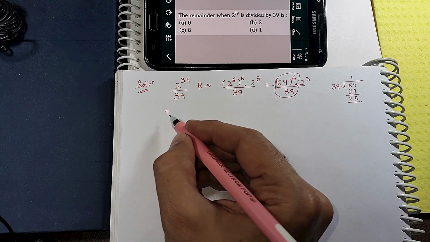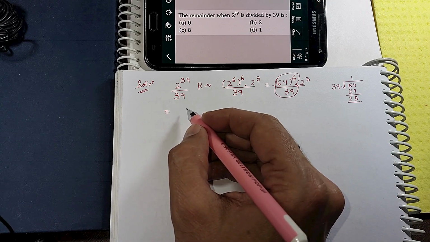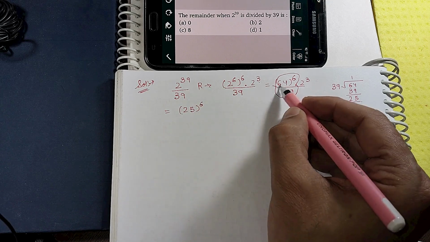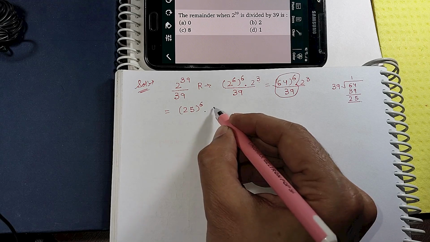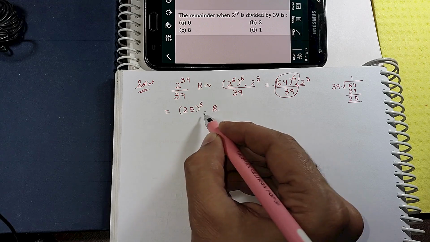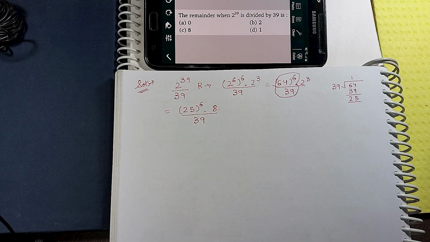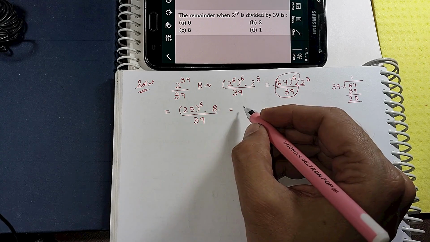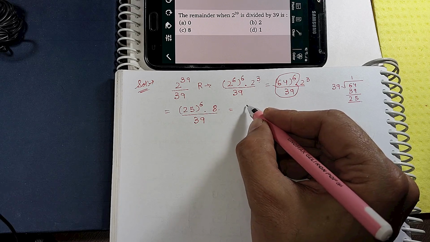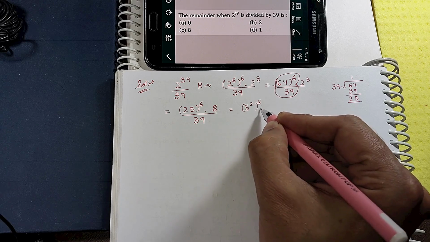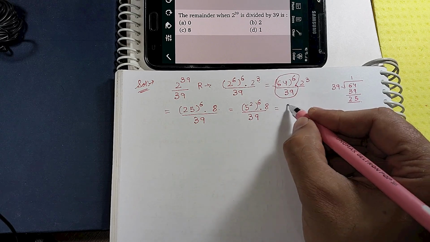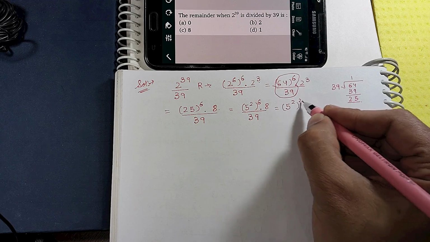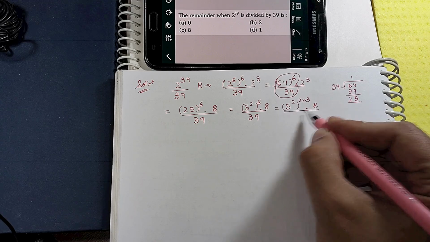So I can write 25 raised to power 6, because I would be getting remainder 25 six times, so 25 raised to power 6. If you want, I have made a separate detailed video on the remainders concept. So this is 8 divided by 39. Fine. Now 25 raised to power 6 can be written as 5 square whole raised to power 6 dot 8 divided by 39. Or I can write this as 5 square multiplied by 2 into 3 dot 8 divided by 39.